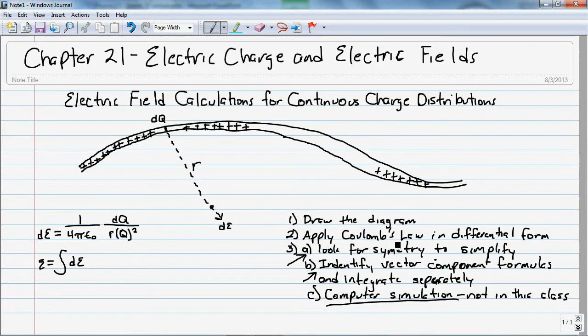So let's take a look at some different ways we can calculate the electric field at specific points based on an electric field differential or distribution. So we'll be doing those in the next few videos.